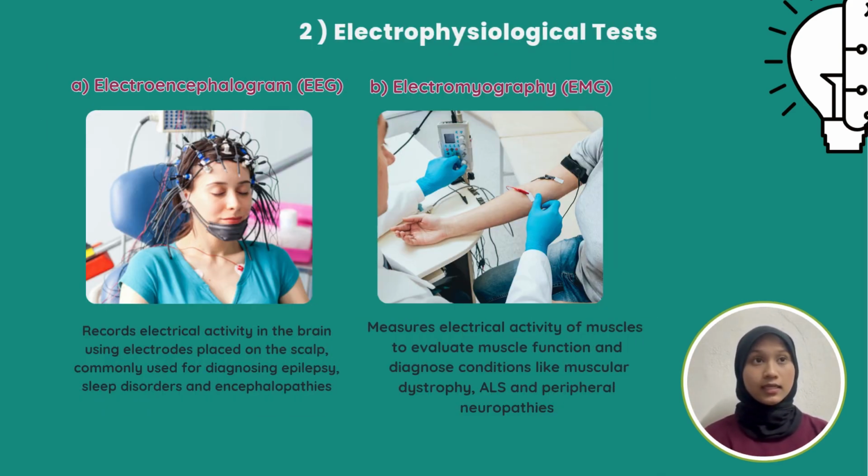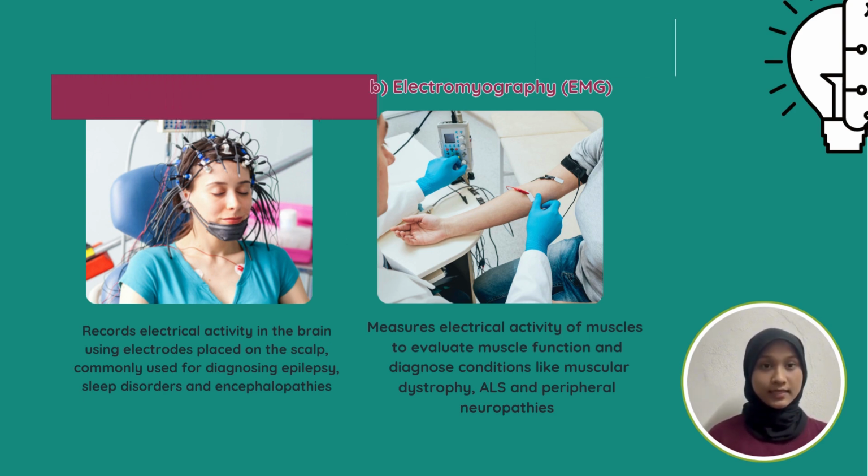The last method is electrophysiological test. The first one is EEG, electroencephalogram. So what is EEG? It records electrical activity in the brain using electrodes placed on the scalp, commonly used to diagnose epilepsy, sleep disorders, and encephalopathies. And the second is EMG, electromyography. It measures electrical activity of muscle to evaluate muscle function and diagnose conditions like muscular dystrophy, ALS, and peripheral neuropathies.